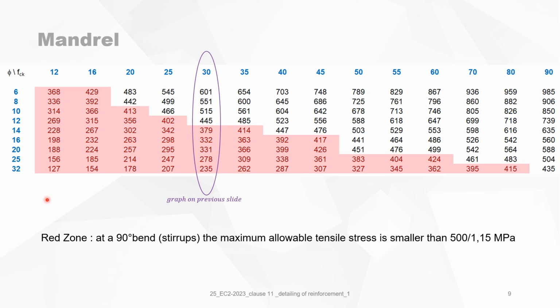The red zone in this table means that at a bend of 90 degrees, for instance for stirrups, the maximum allowable tensile stress is smaller than the 435 megapascal. So this is really annoying, because you will see now that a diameter 6 and 8 you cannot use to its full capacity. Only for a concrete quality C20/25, you can use only diameter 6 and 8. For C30, you can only use 6 up till 12, and so on. Only for C90, you can use all diameters for stirrups.